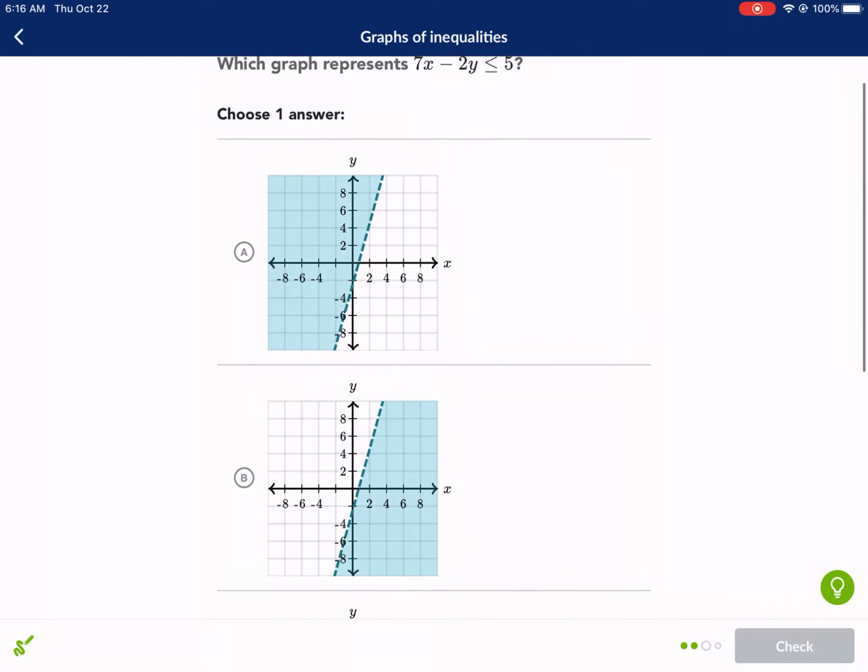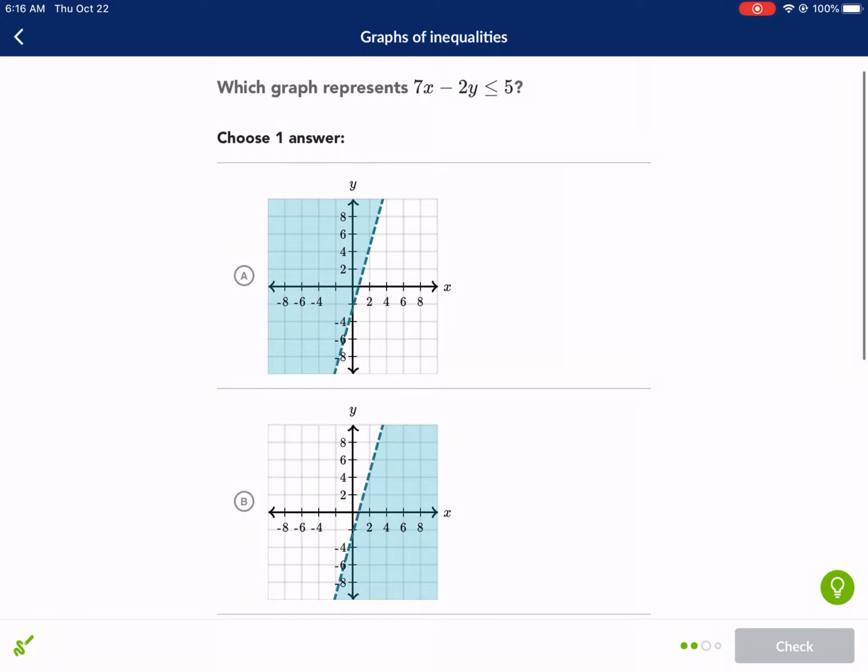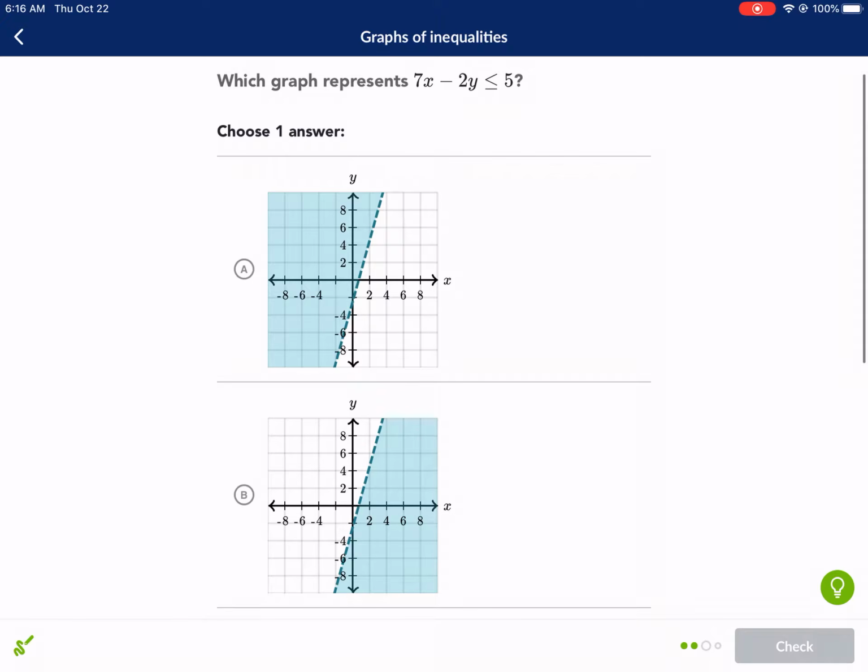Today, we are going to be doing inequalities with two variables. It's really not that bad. I'm going to show you how to do it. It's like a four-step process. Let's get right into it. Which graph represents 7x minus 2y is less than or equal to 5?